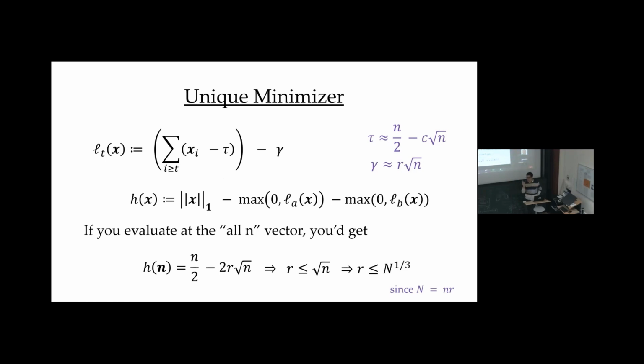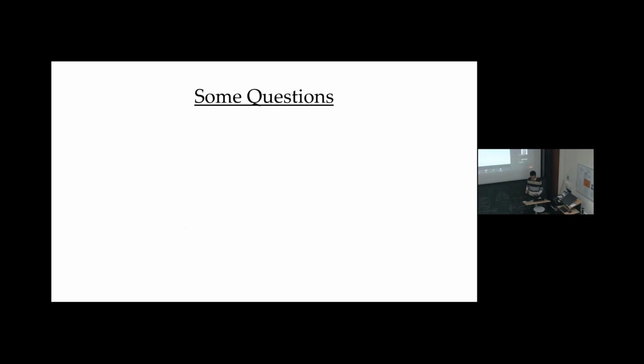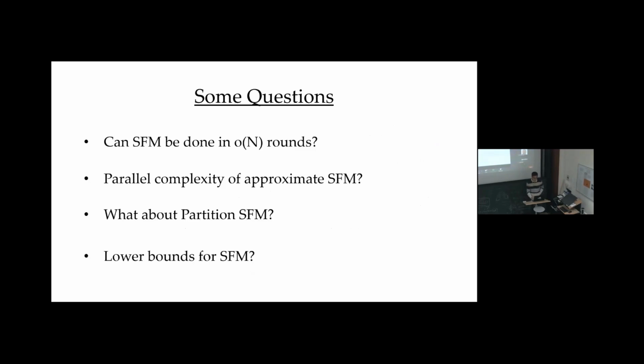So r, the number of rounds, has to be one standard deviation of a single part. And I think something similar is also true in Nemirovski's construction. Okay. In my remaining two minutes, I'll end with some questions.